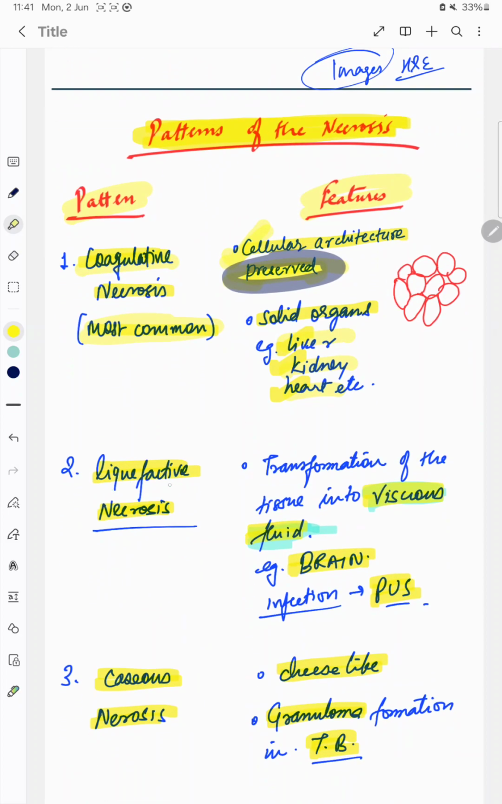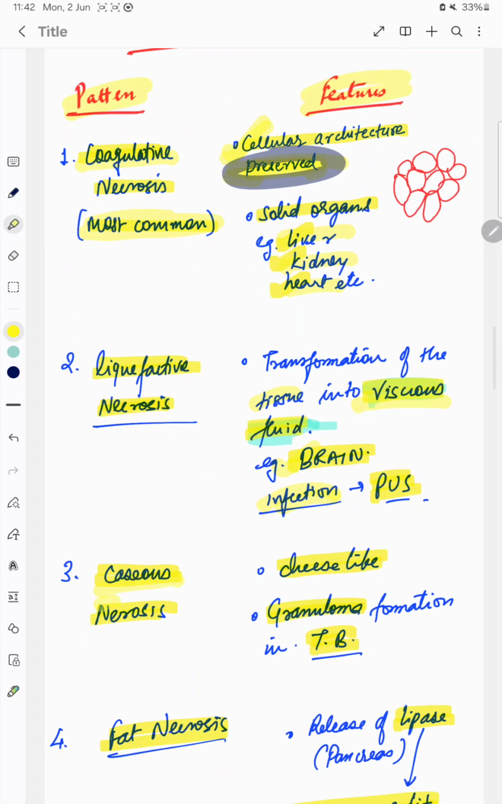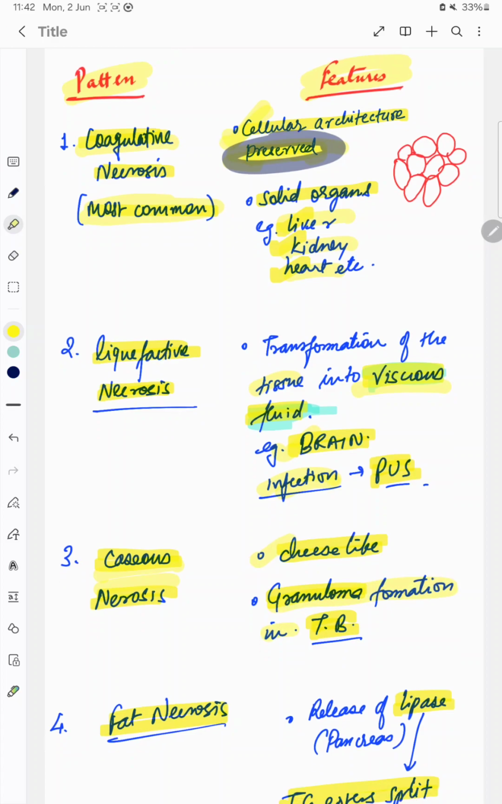The other type of necrosis is liquefactive necrosis, in which we see transformation of the tissue into viscous fluid. This is observed in the brain or in infection which results in pus. The third type of necrosis is caseous necrosis. Grossly, we see a cheese-like necrotic material, and it is seen in granuloma formation and tuberculosis.